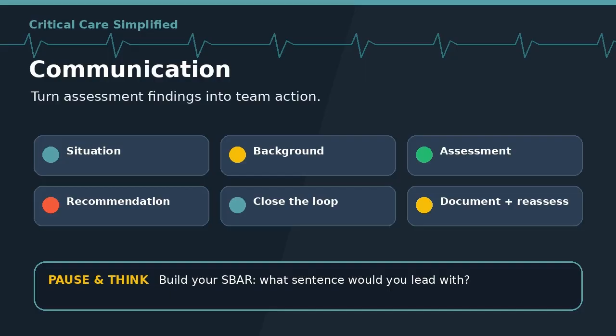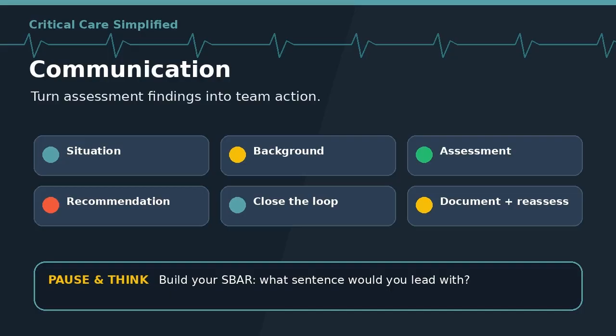After you communicate, close the loop. Confirm that the team understands the concern and the next steps. Document what you found, what you did, who you notified, and how the patient responded. In high acuity care, clear communication turns bedside vigilance into coordinated intervention.